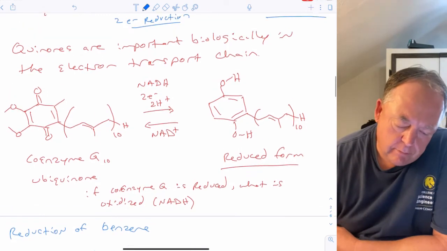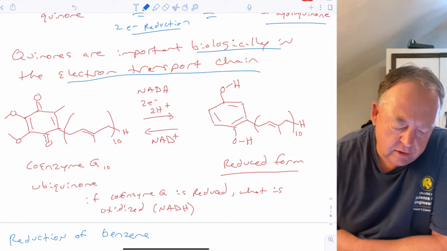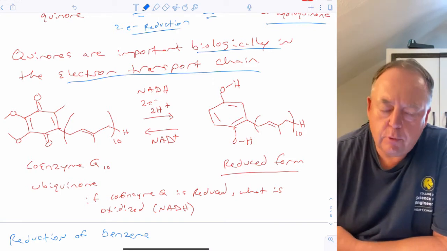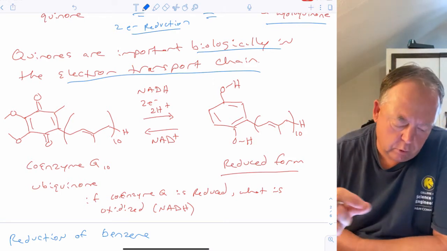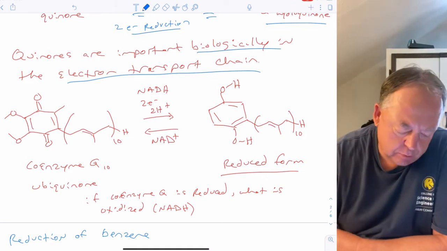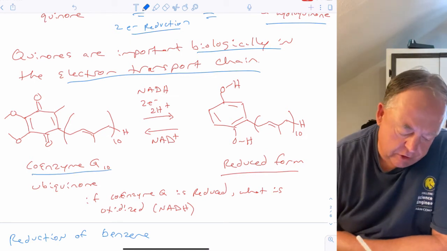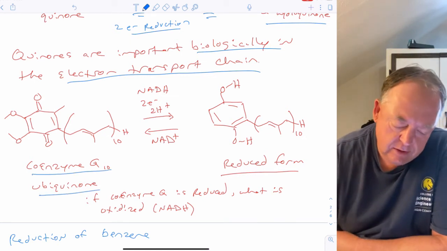So this is important biologically. Quinones and hydroquinones. Hydroquinones are part of the electron transport chain. So they're what helps shuffle electrons between molecules in the electron transport chain. So this molecule is what's called coenzyme Q, or sometimes called ubiquinone.